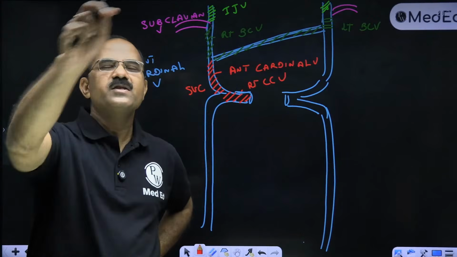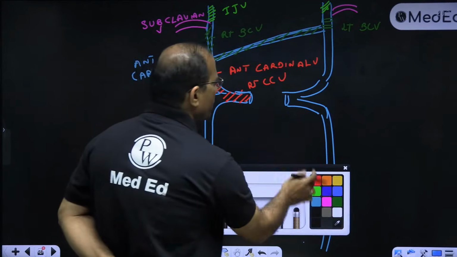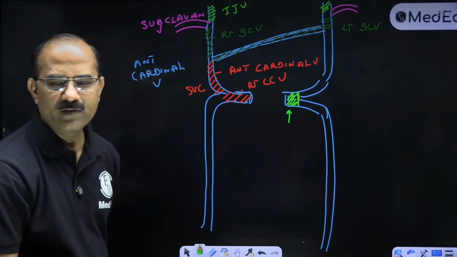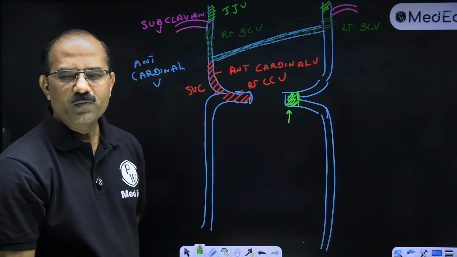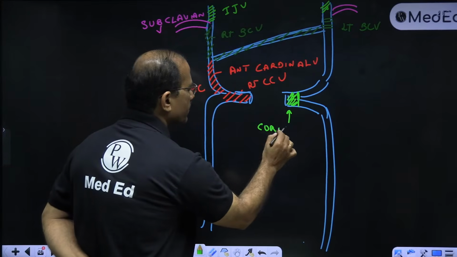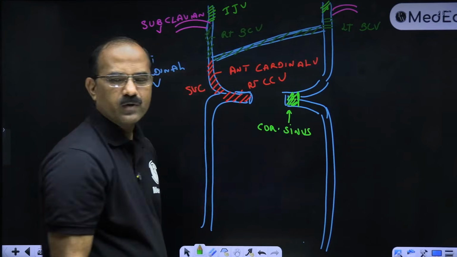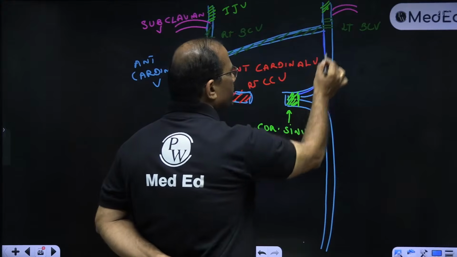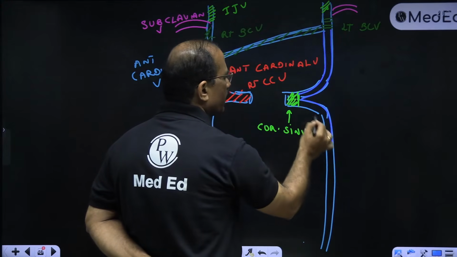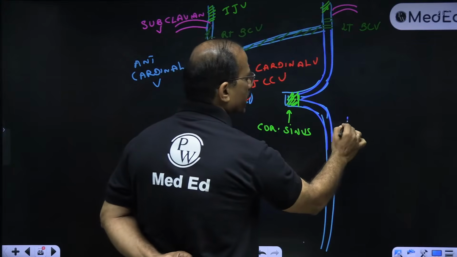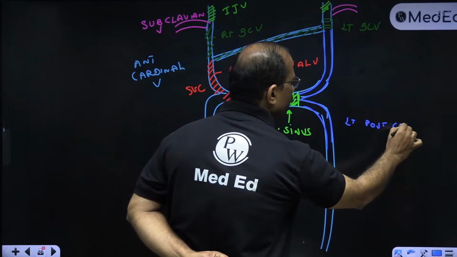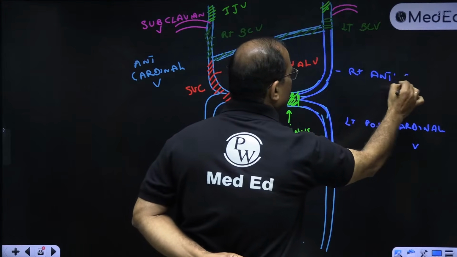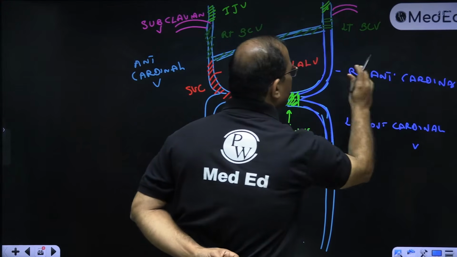Fine. Now just tell me one thing. This left common cardinal vein क्या बनाता है? This left common cardinal vein, what does it form? Anyone? The left common cardinal vein forms what? This forms the coronary sinus, and this part, the left anterior cardinal vein, and the proximal part of the left posterior cardinal vein. So this is the left anterior cardinal vein.